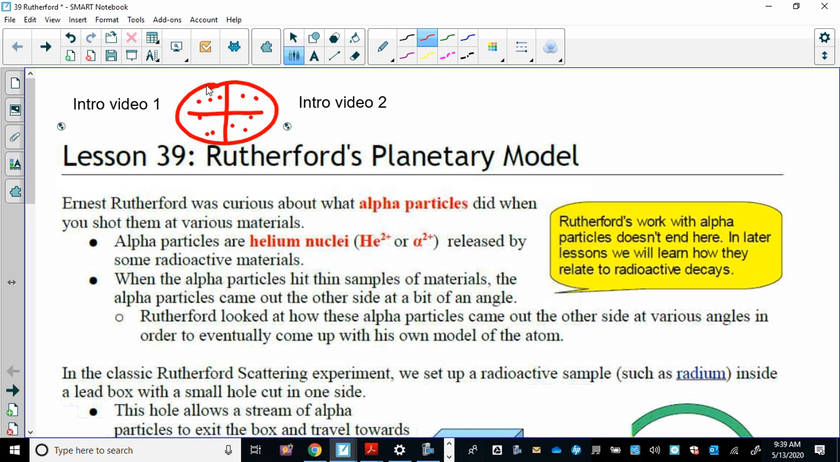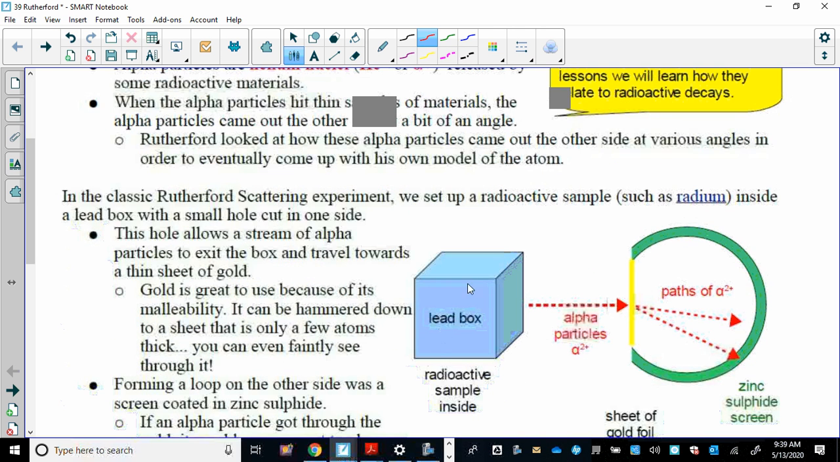What Rutherford did was he was concerned with alpha particles. Alpha particles we know are helium nuclei, so it's a helium atom without the electrons, He 2 plus. In other words, it's 2 protons and 2 neutrons. And alpha particles are released by radioactive materials. So he took these alpha particles from a lead box, which is a radioactive substance, and radioactive substances decay, and give off alpha particles.